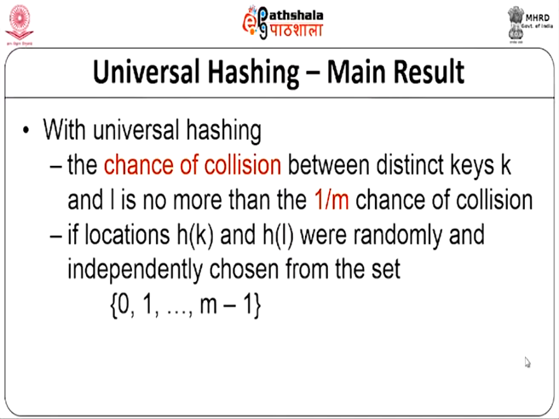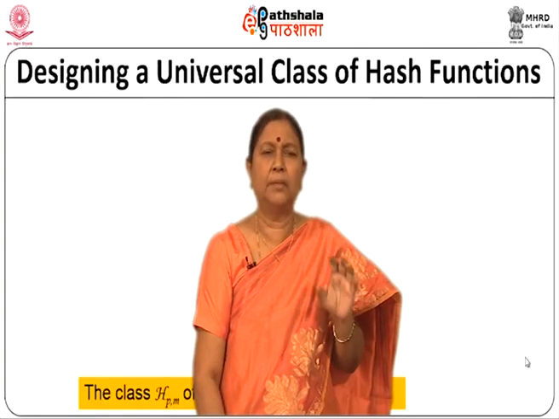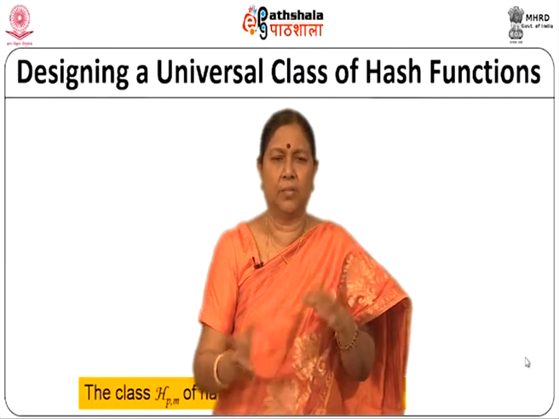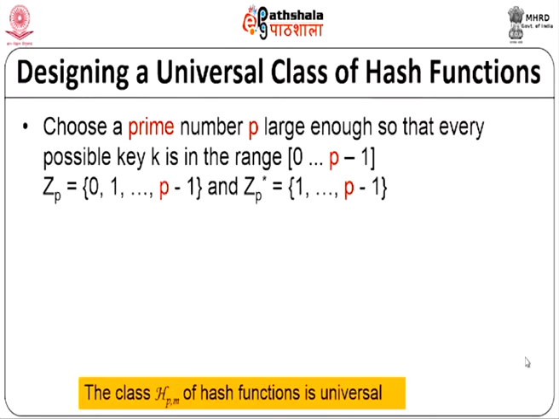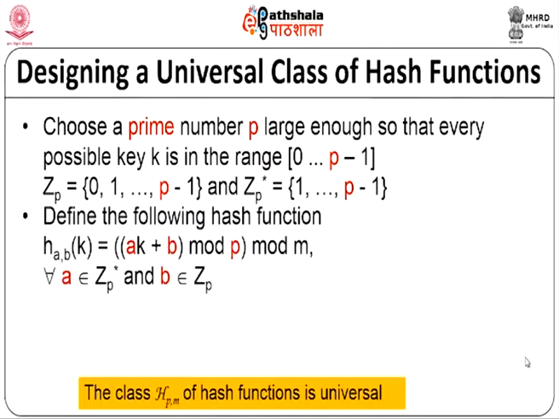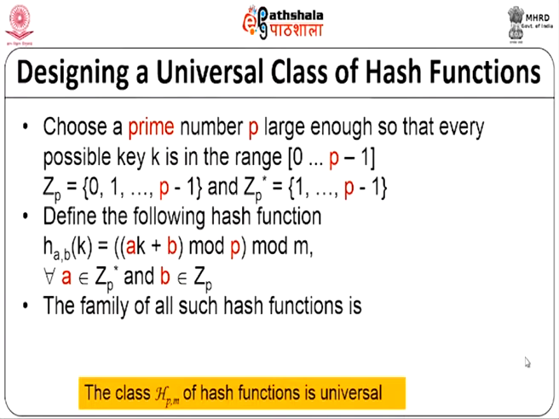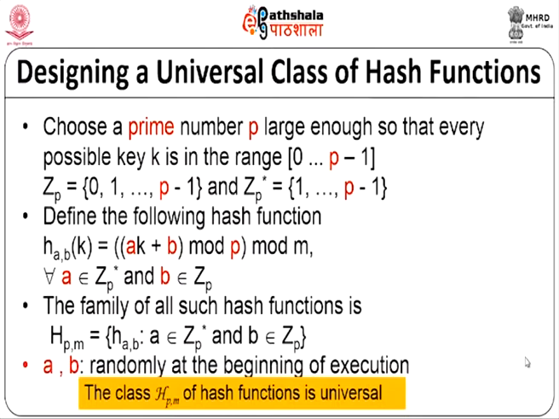So, how do you design a random function? Choose a prime number p larger than whatever that range is, and you try to find the values and you define the function. We have already seen this. The family of all such functions will have this property. So, this class of functions h of p m is universal. This we have already discussed before. This is how it is designed, and a and b will be randomly chosen at the beginning of the execution, but there is some criterion that you have to follow to choose a and b.